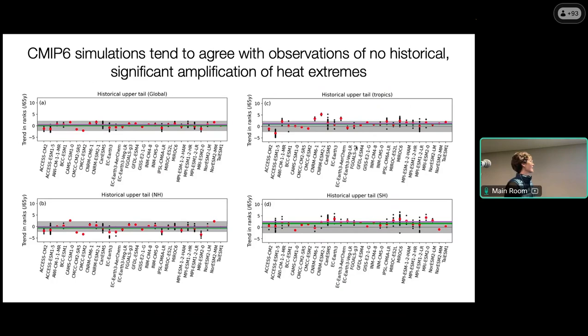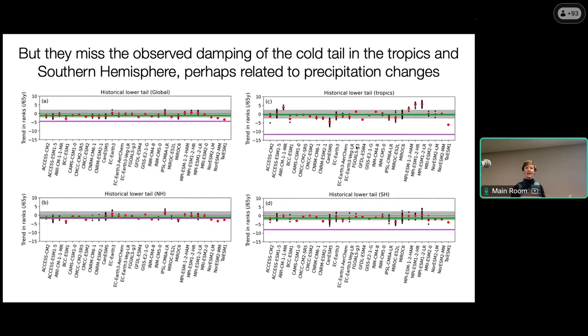Here is the bad. This is showing the lower tail, where we saw that damping, or I should say relatively slower warming, of the lower tail of summertime extremes. There, the observations are the purple. You can see that they're outside and below that gray envelope, meaning there's a significant decrease in the globe, driven by the tropics and the southern hemisphere, in the rate of warming of that lower tail. But the models still show that rigid shift behavior. The green is within our null hypothesis, and so they're not really capturing that extension of the lower tail.